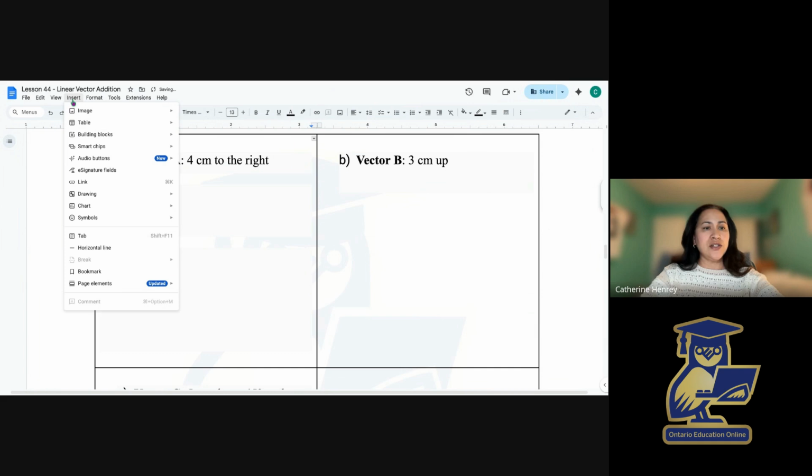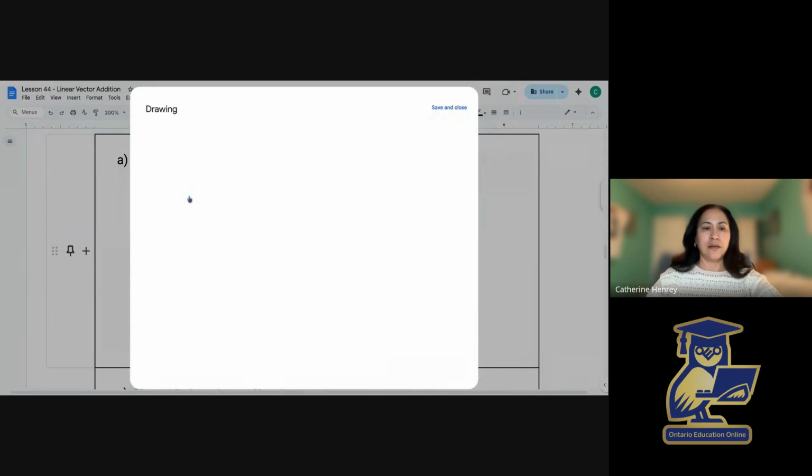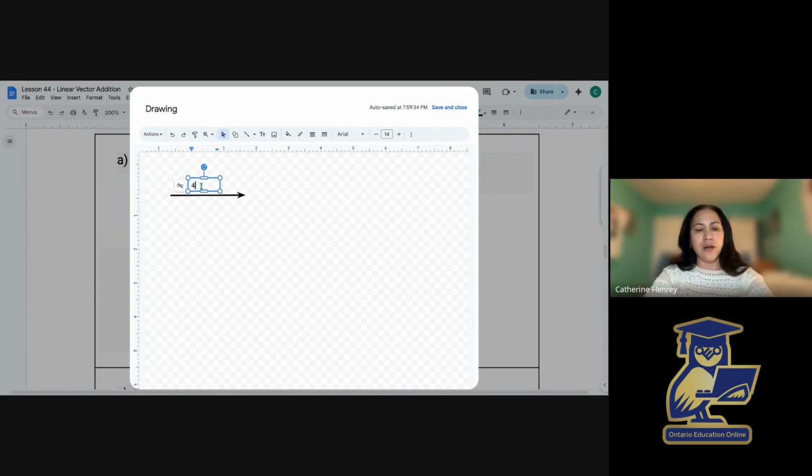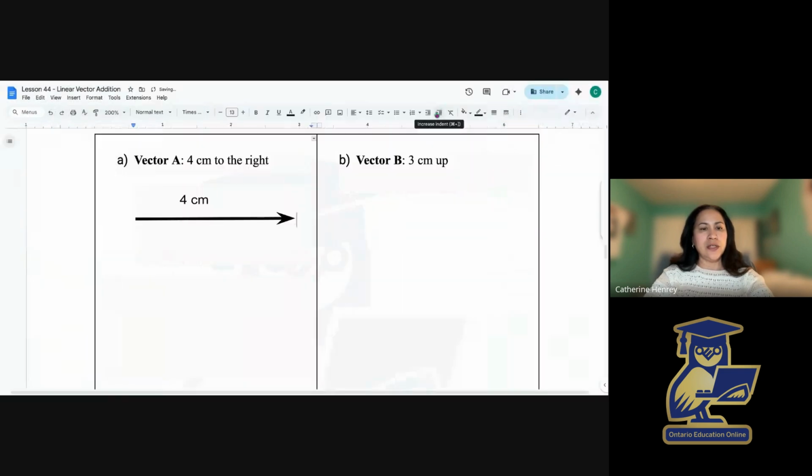I'm going to go up to Insert, and I'm going to draw. And here I want to make sure I select a line. It's got to point to the right, so I'll put an arrow tip on it. And I will make this a little heavier so we can see it. And then typically what we do is we label over top the vector what the magnitude is. And in this situation, it was 4 centimeters. Great. We'll save and close, and there's our vector drawing.